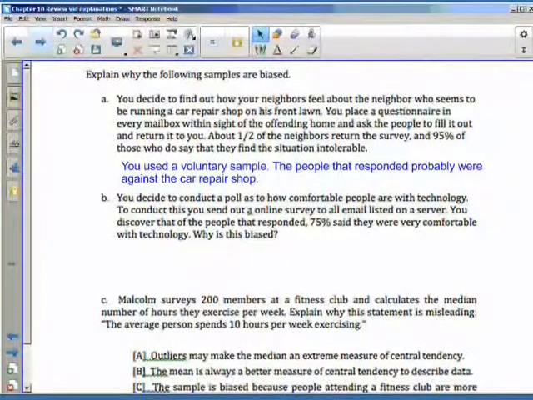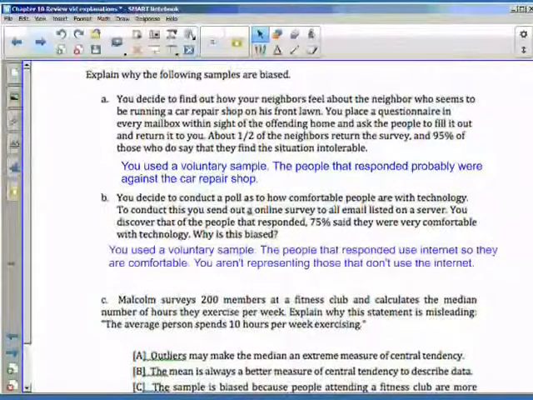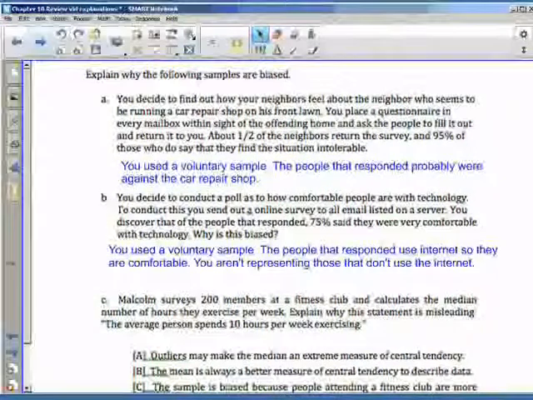You decide to conduct a poll as to how comfortable people are with technology. To conduct this, you send out an online survey to all email listed on a server. You discover that of the people who responded, 75% said they were very comfortable with technology. Why is this biased? Well, the medium you used is part of it. You used a voluntary sample, just like in the first example, but also the people that responded use internet, so they are comfortable. You aren't representing those who don't use the internet, or maybe those who are uncomfortable with the security.